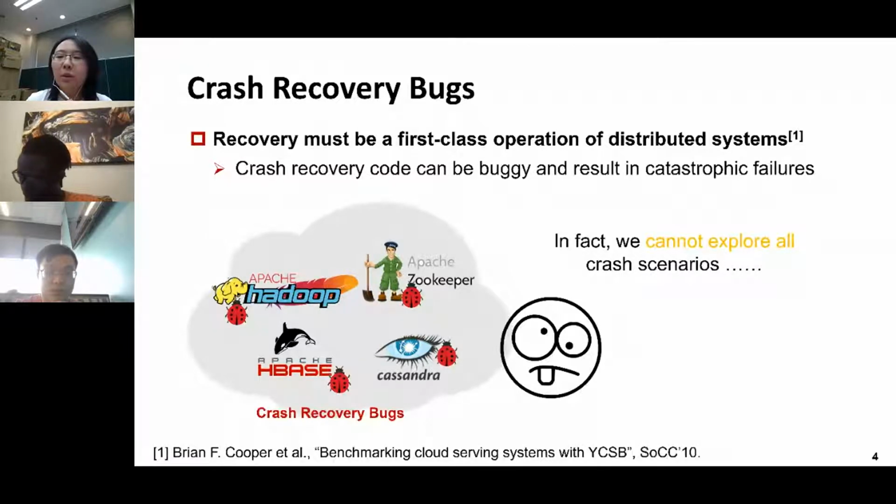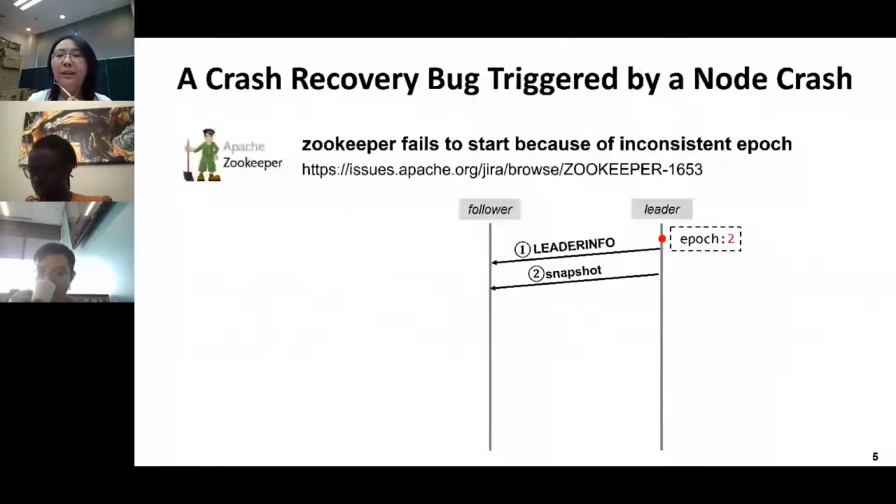However, those crash recovery mechanisms and their corresponding implementations can be buggy and result in catastrophic failures. We refer to bugs that lie in incorrect crash recovery code as crash recovery bugs. First, let me use a real-world bug from ZooKeeper to explicate how a node crash eventually triggers a crash recovery bug.